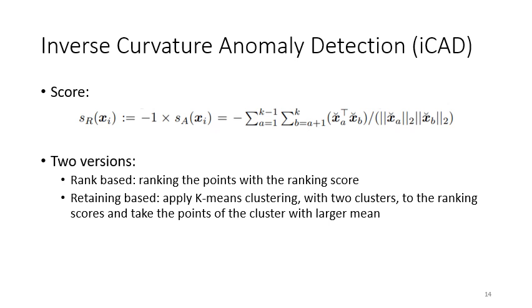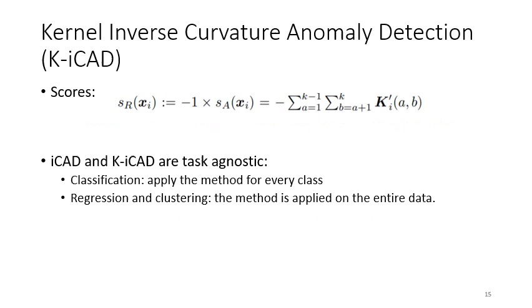It has two versions. If you remember, we said that we have rank-based and retaining-based. For rank-based, we rank the data points with the ranking score. And for retaining-based, we apply k-means clustering on the iCAD scores, and we take the cluster with the larger mean, and we throw away the cluster with the smaller mean. Again, we can have a kernel iCAD, where the kernel CAD scores are multiplied by minus one, and it is noteworthy that iCAD and kernel iCAD are task agnostic and can be used for either classification, regression, or clustering.